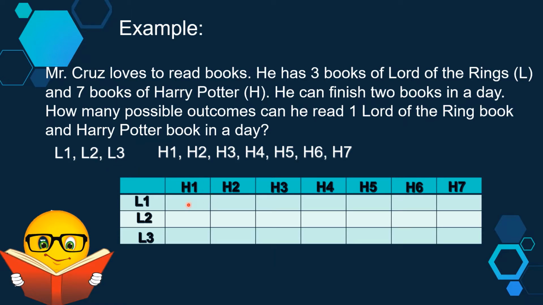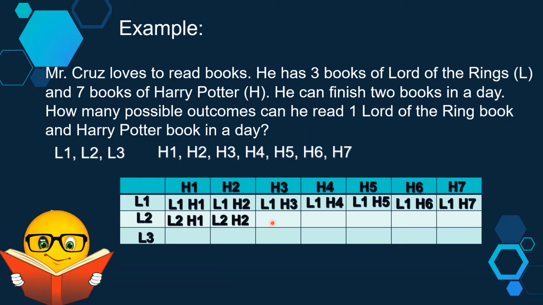Okay, so we have L1, H1. Dito naman, L1, H2. Then we have L1, H3. Then next is L1, H4. Next is L1, H5. Next is L1, H6. And next is L1, H7. Dito naman tayo sa L2: L2, H1; L2, H2; L2, H3; L2, H4; L2, H5; L2, H6; and L2, H7.